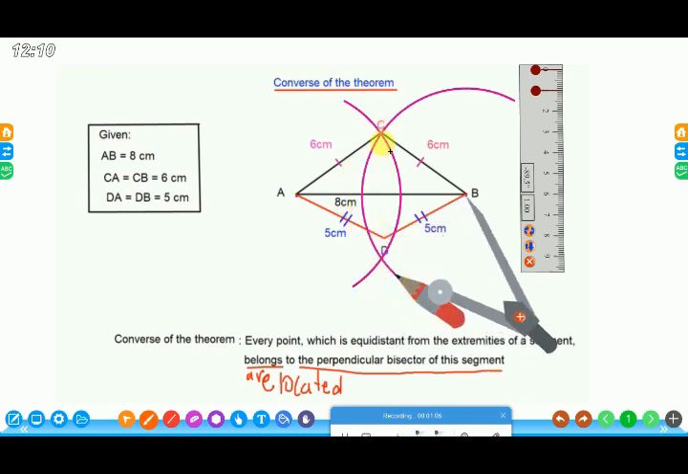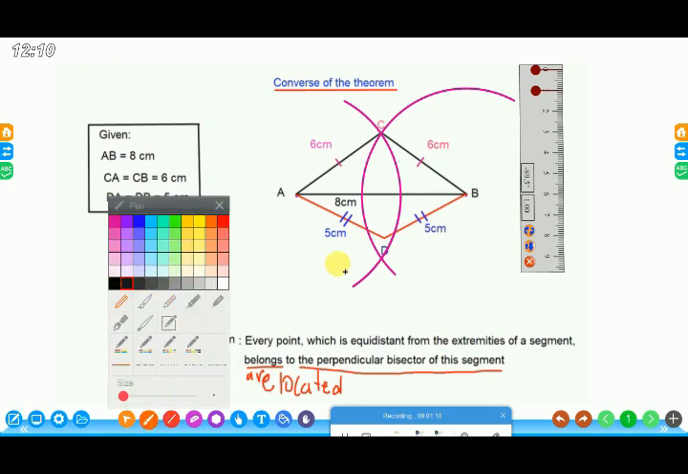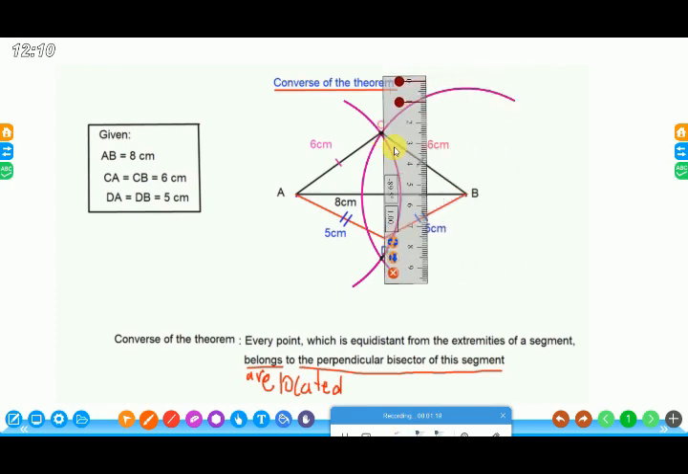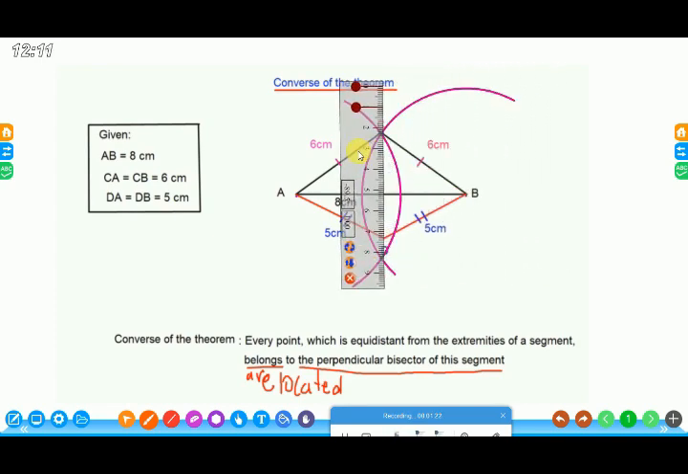These two arcs, if you notice, will meet, they will intersect at 2 points. This is the first point of intersection. This is the second point of intersection. Now let's draw a line passing through these 2 points. Once I draw the line passing through these 2 points of intersection of the 2 arcs, you will notice that this line, this perpendicular bisector of AB, will pass through point C and through point D.